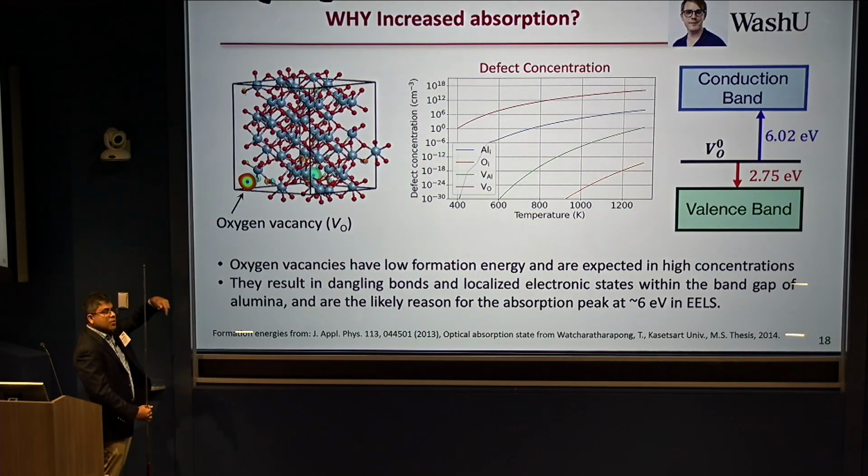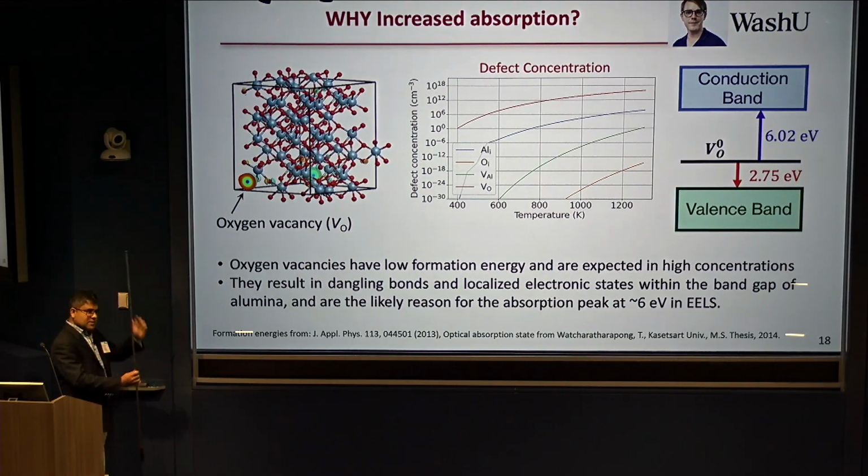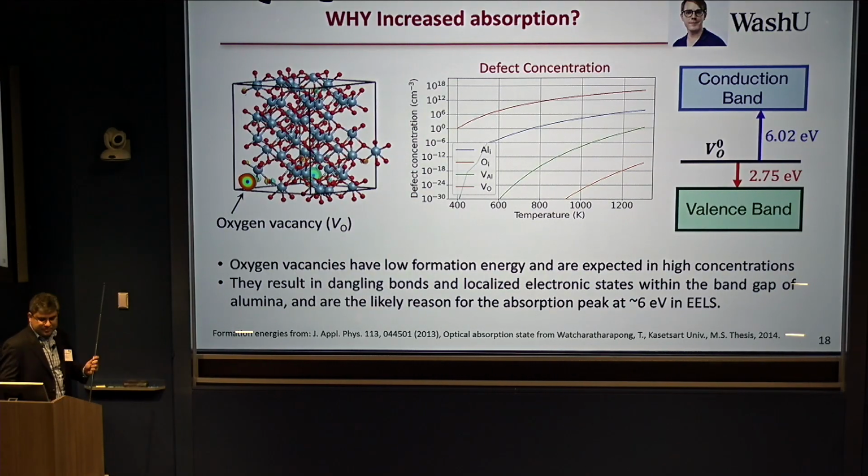So these dangling bonds, the moment you have electrons coming in, there is a change in their electronic states, and it happens at around 6 eV, right, where we see this dip. So this is work in progress.